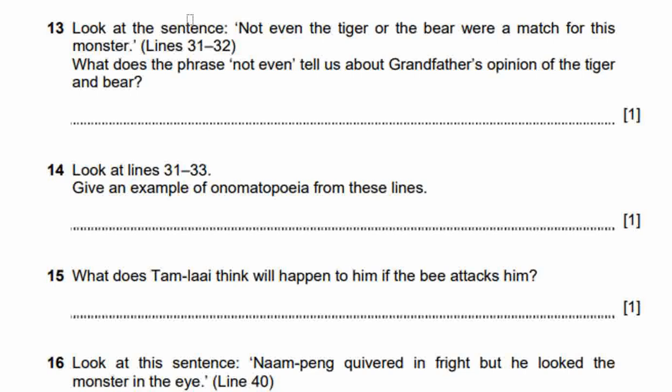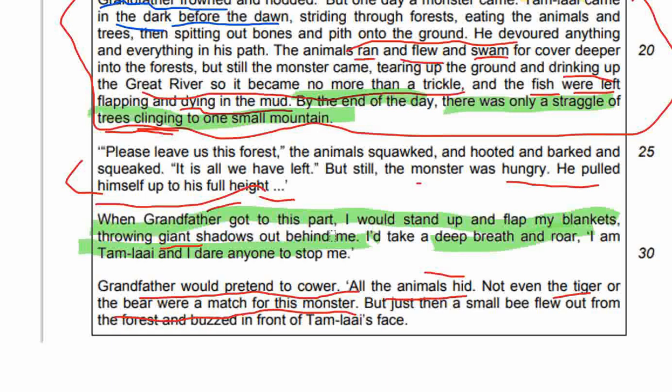Look at the sentence, "not even the tiger or the bear were a match for this monster." Line 31 to 32. What does the phrase "not even" tell us about grandfather's opinion of the tiger and the bear? So line 31 to 32. Let's check. Here is: not even the tiger or the bear were a match for this monster.